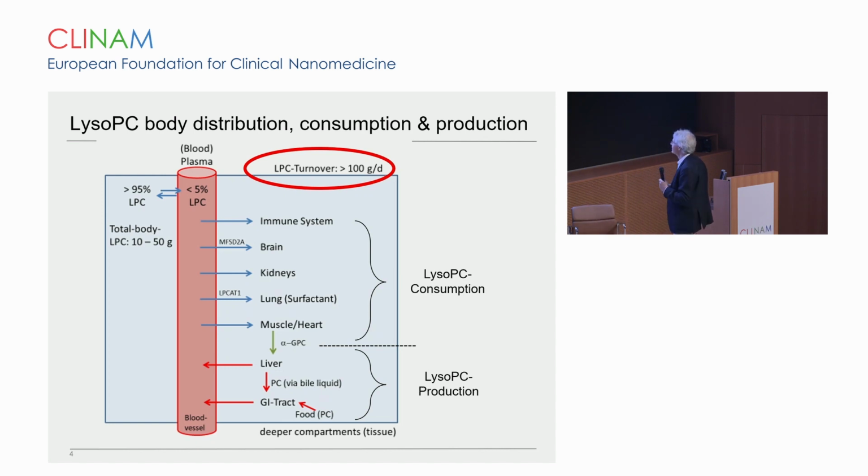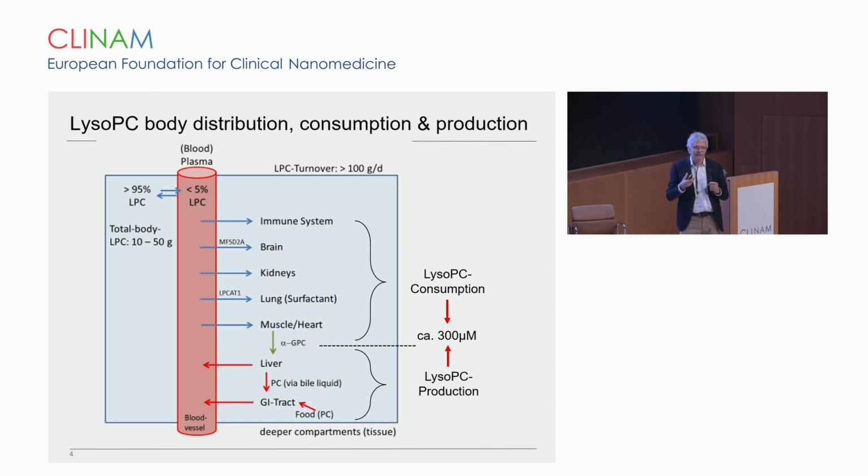And there is a balance between Lyso-PC consumption and production, and this results in this equilibrium concentration of about 300 micromolar in our plasma. This is the situation, but what will happen when another player comes into the game? And I'm talking about metastatic cancer cells.